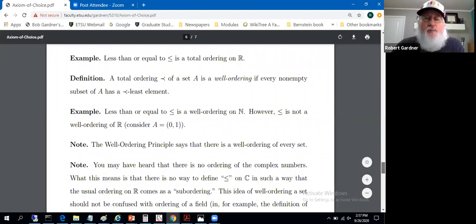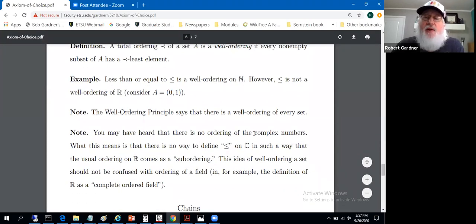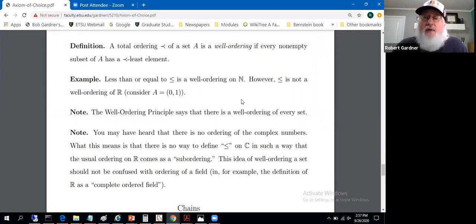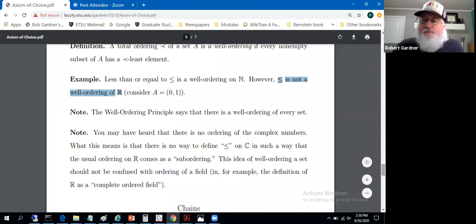The well ordering principle says there is a well ordering of every set. Okay. Usual less than or equal to isn't a well ordering of the reals. But according to the well ordering principle, out there somewhere, there is a well ordering of the reals. It's just not that ordering that you're used to using. So a little comment about that in the next note.